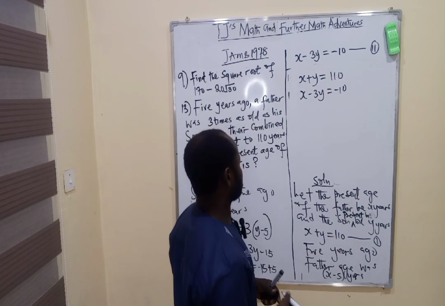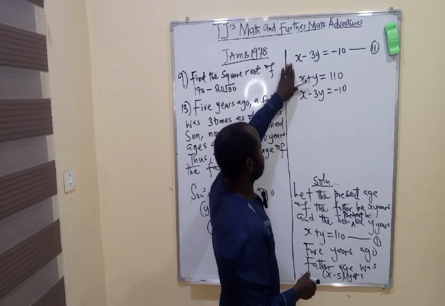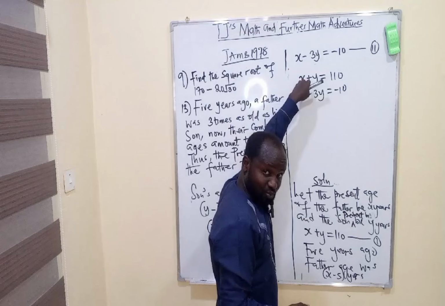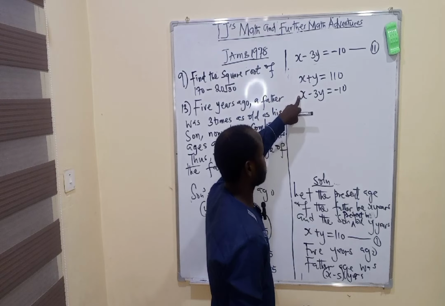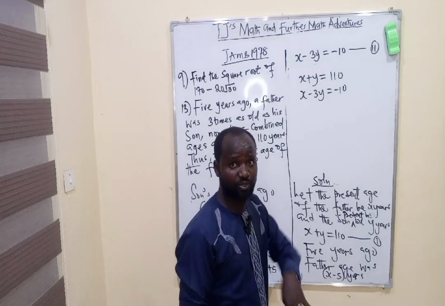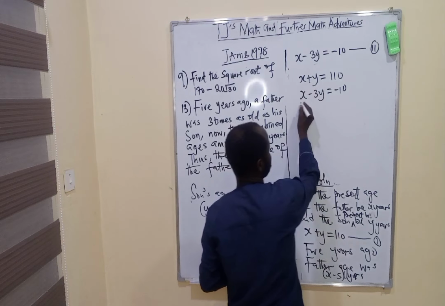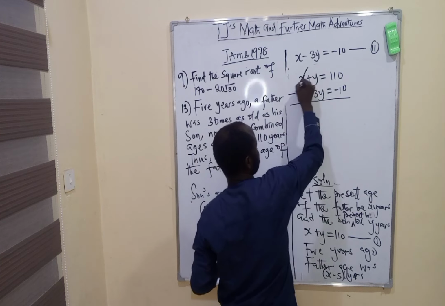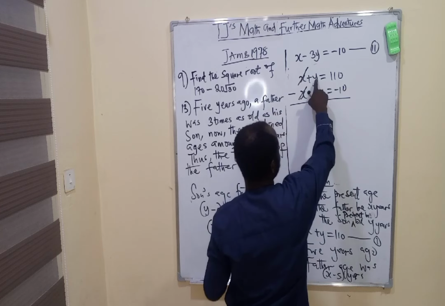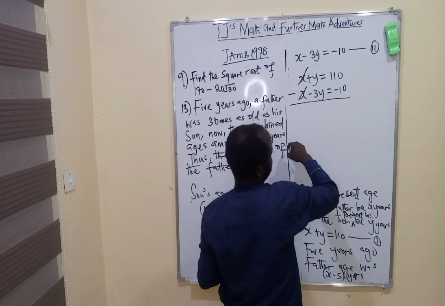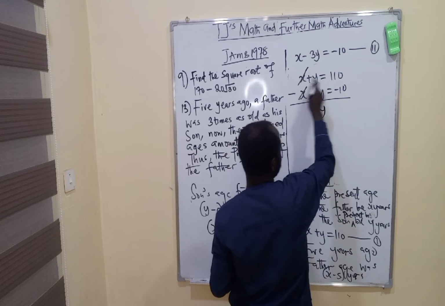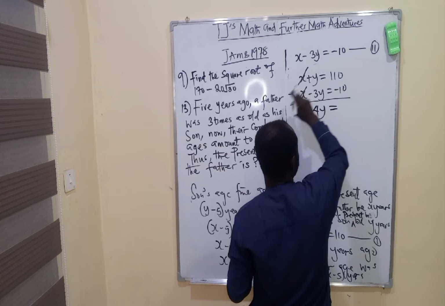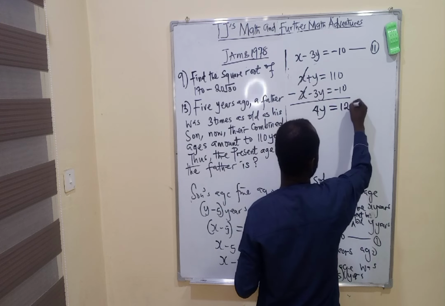You can see clearly that we can easily eliminate X because the coefficient of X in equation 1 is the same as the coefficient of X in equation 2. So this is balanced already. We can use the balance method or elimination to eliminate X. So to eliminate X, we subtract equation 2 from equation 1. So X minus X is 0, Y minus minus 3Y will be 4Y because minus times minus is positive. This will equal 110 minus minus 10. Of course, this will be 120.